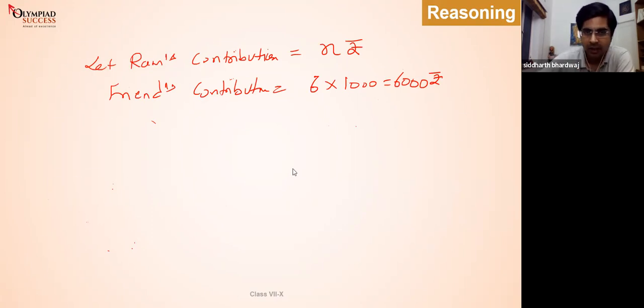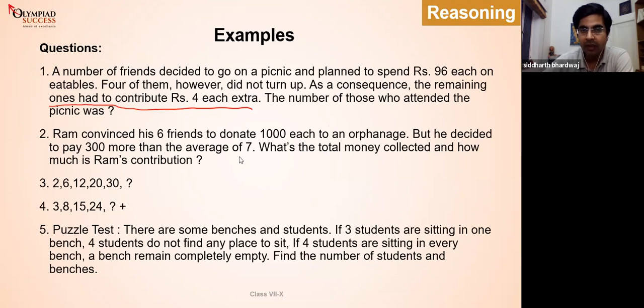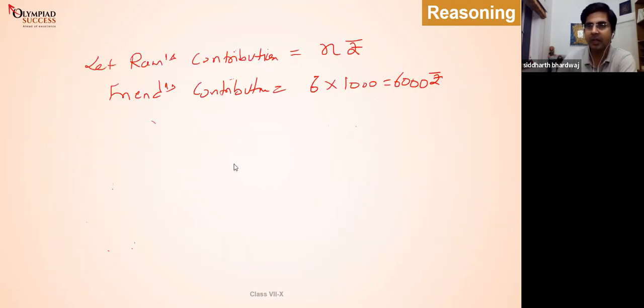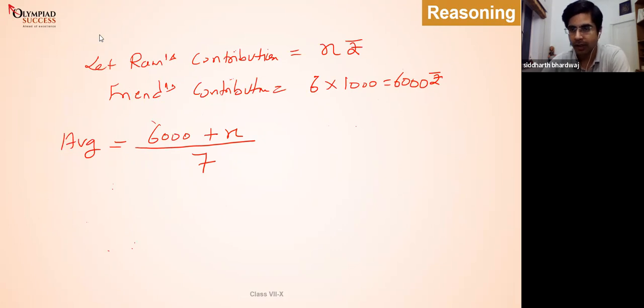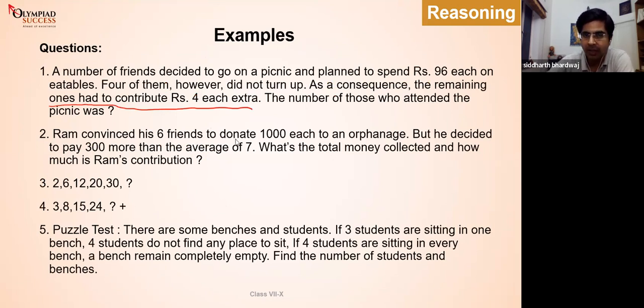Now, he wanted to pay 300 more than the average of 7. So what will be the average of 7? What will be the total amount including Ram? Friends' contribution is 6,000, and Ram's contribution is X. So the average would be 6,000 plus X upon 7. Understood? Ram has 6 friends, so the total number of students would be 7 including Ram. That is right, Pranav. So 6 friends and Ram.